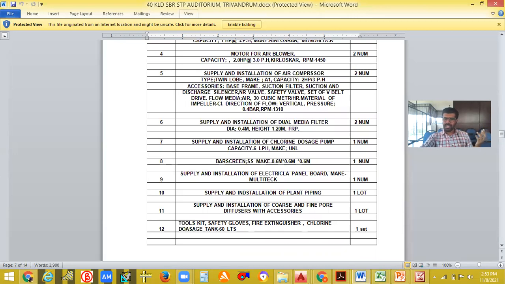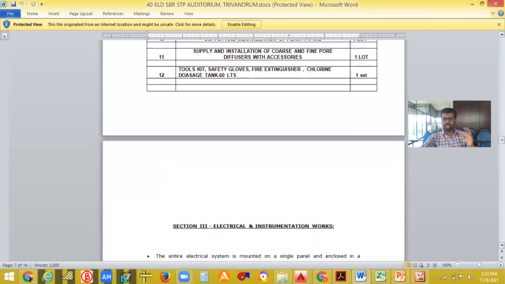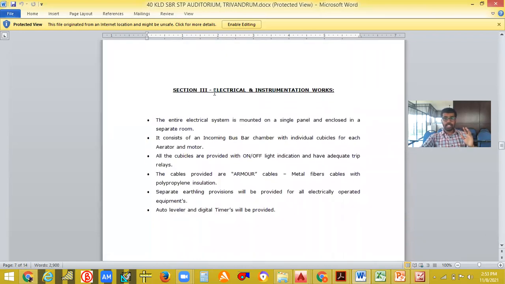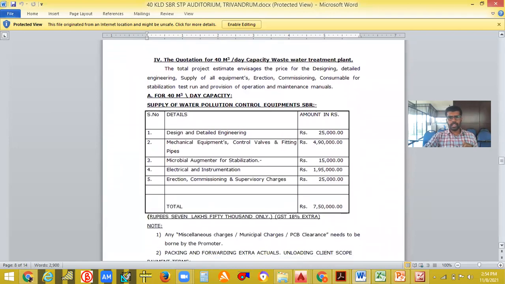Okay, so what are the equipments and what are the things that come in their STP, all those lists will be given to them. And section 3 is about the electrical and instrumentation notes. The entire electrical system is mounted on a single panel, and all those details will be given, digital and on-off lighting indications, and kit relays. The electrical and instrumentation works will also be shown there. So A to Z they will be showing to us. And the approval of the pollution control also.